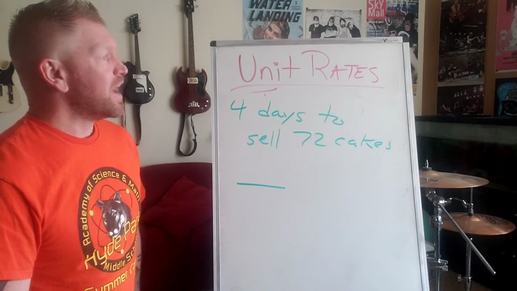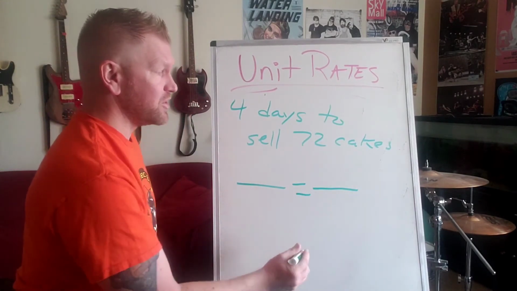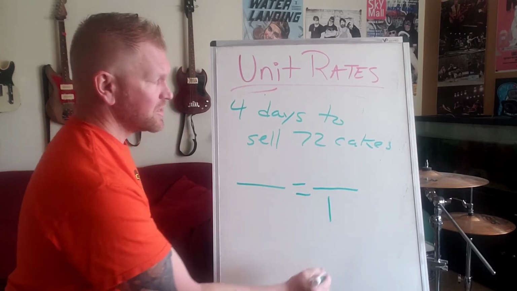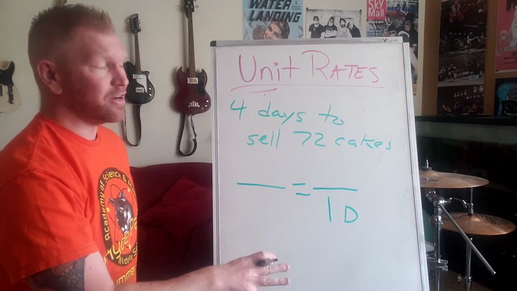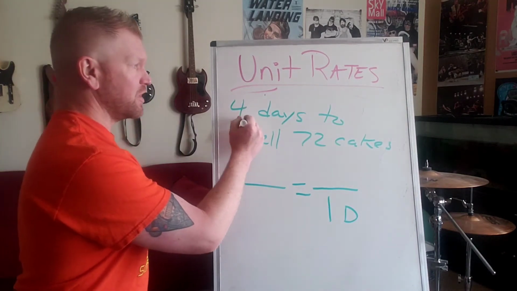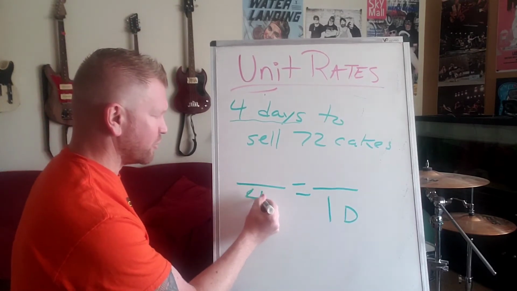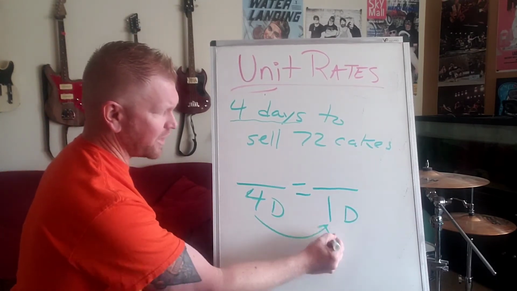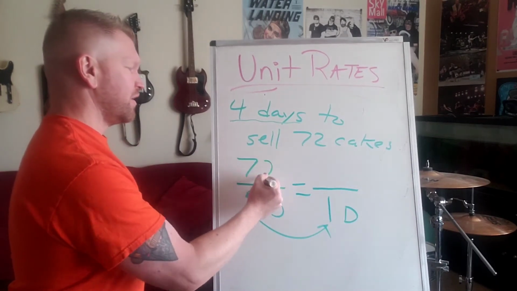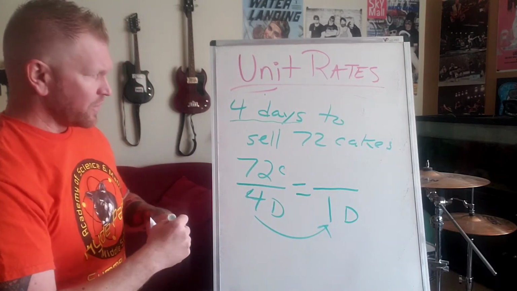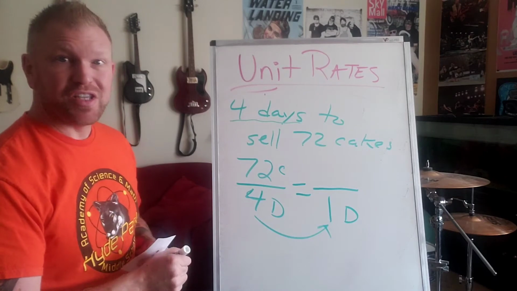So if I'm asking you, how many cakes per day? Per day means 1 day. Remember, the denominator is what you want to be 1. So in this case, if we want 1 day, it makes sense to put the days for the denominator. Even though the 4 comes first in the order that I gave you the information, you've got to put the 4 as the denominator, 4 days. We're going to change it to 1 day. Now, if the days are on the denominator, that means the cakes is going to be the numerator. So 72 cakes in 4 days. How many cakes are they selling per day?